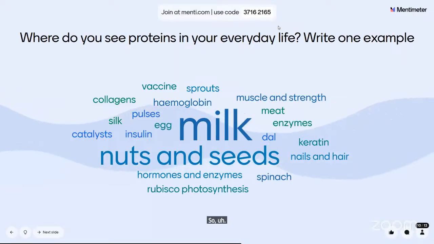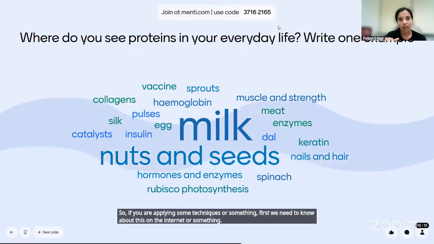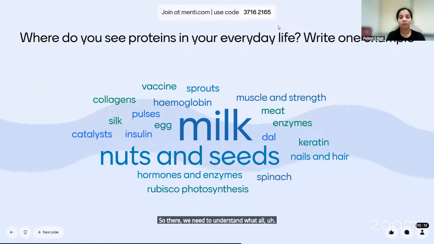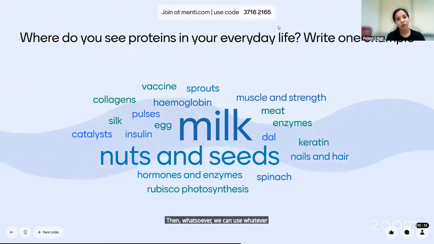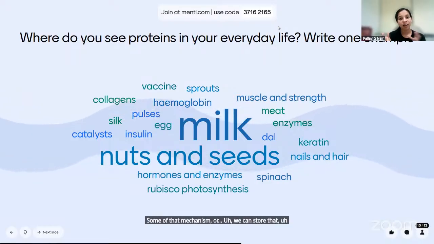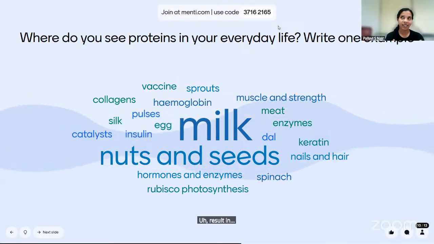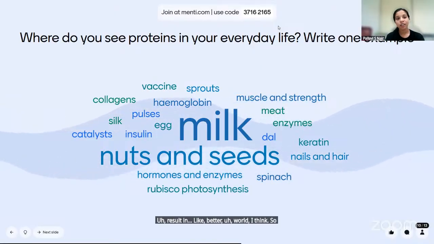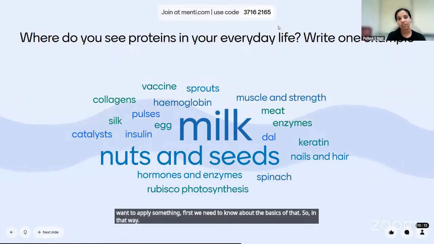All right, sir. At this point, I'll just convey that this is the beauty of biology. If you are applying some techniques to kill an organism, first we need to know about that organism: the basic reactions and the metabolism happening inside it. Then whatever techniques we can use, we can either promote that metabolism or destroy it. So the combination of pure biology and applied biology will result in a better world, I think. Both are important. If we want to apply something, first we need to know the basics, and that is how these drugs are developed.